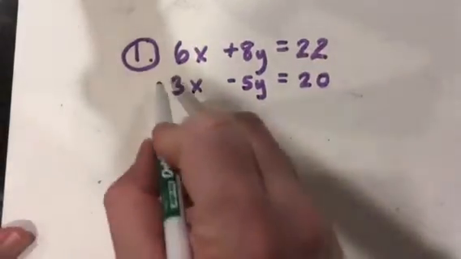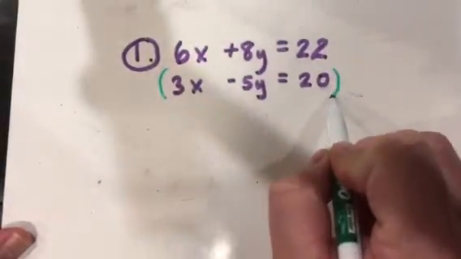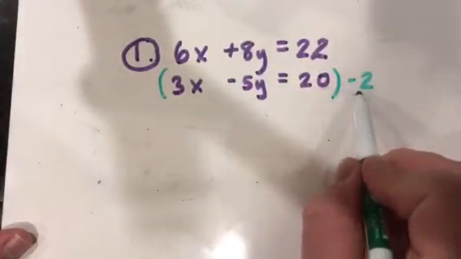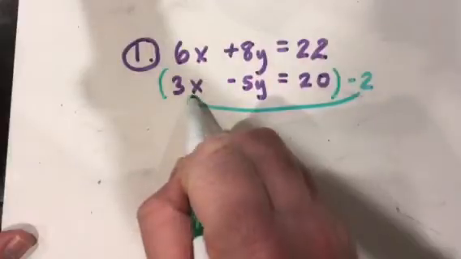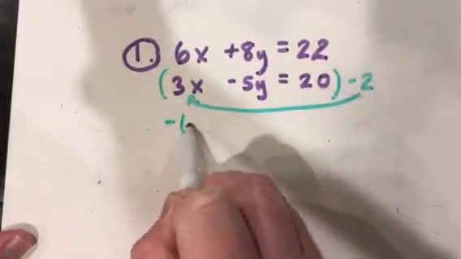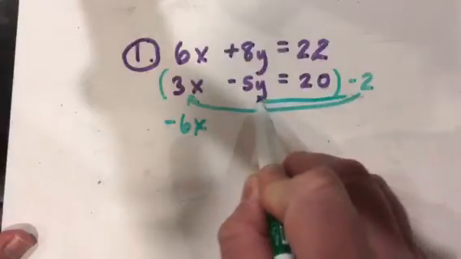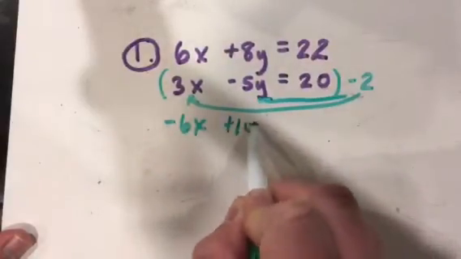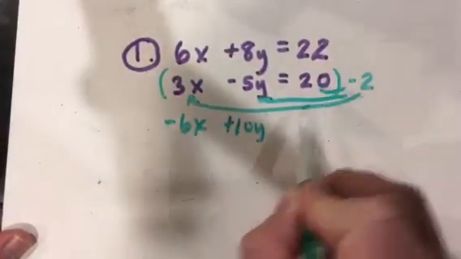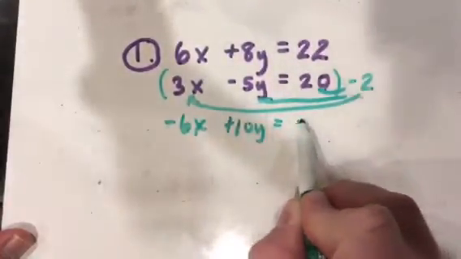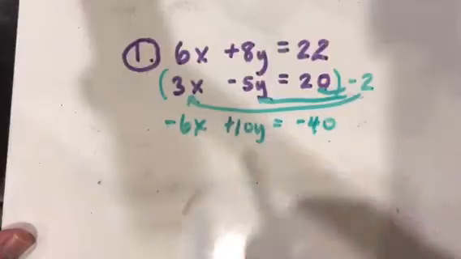For instance, I could get rid of x if I were to multiply by -2 because it would create a -6x to go with that positive 6x. Now I got to do it all the way across, so I'd get plus 10y. And even right here, you'd be surprised how many students forget to do the last number. It'd be -40.